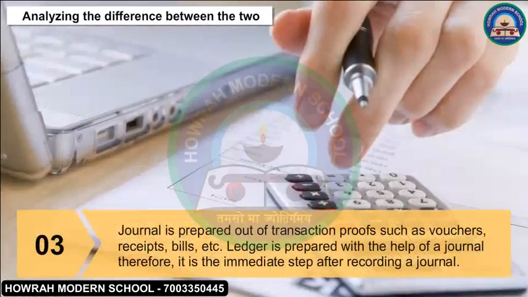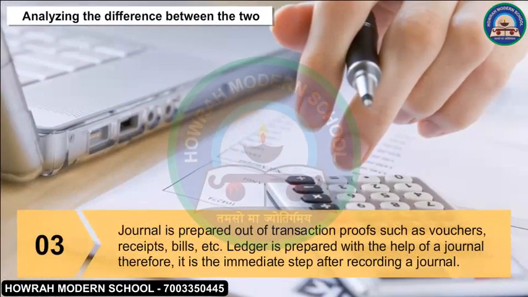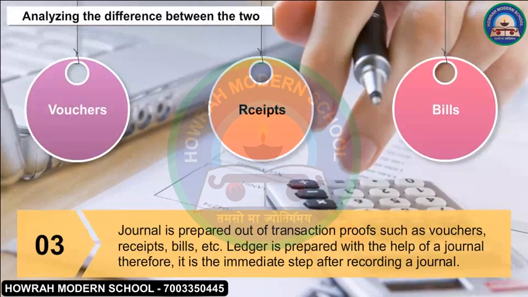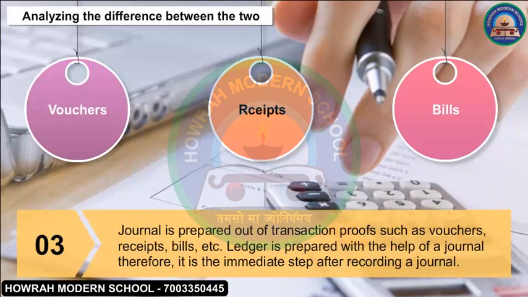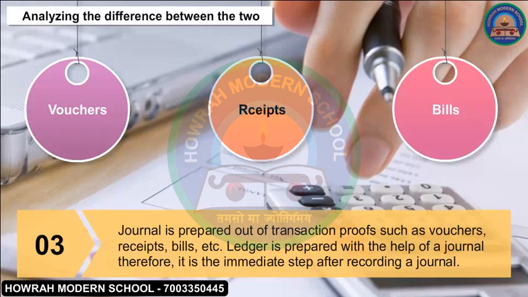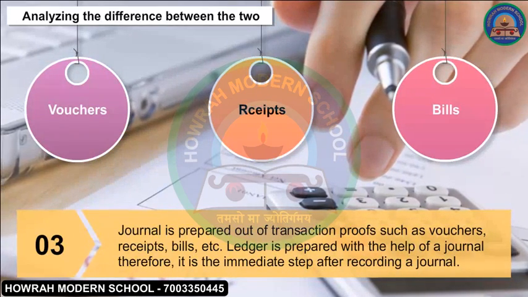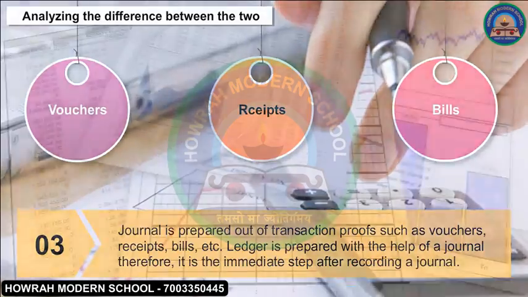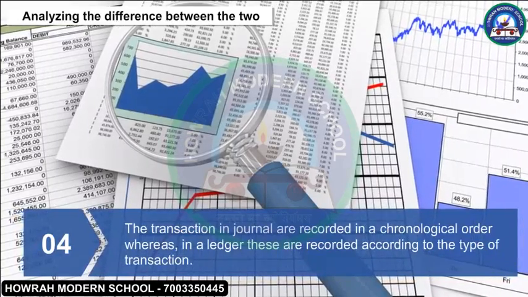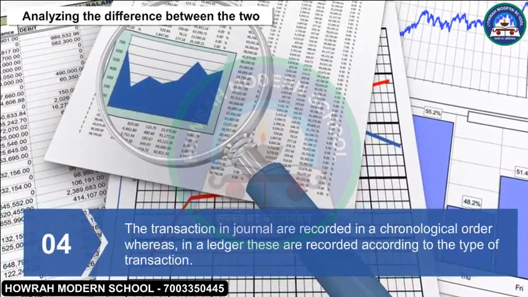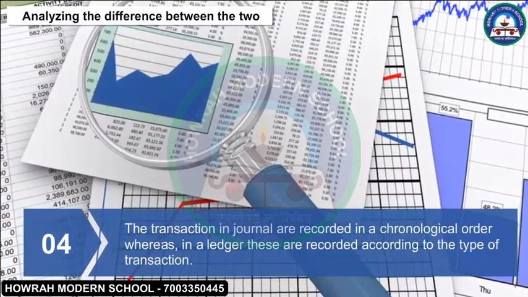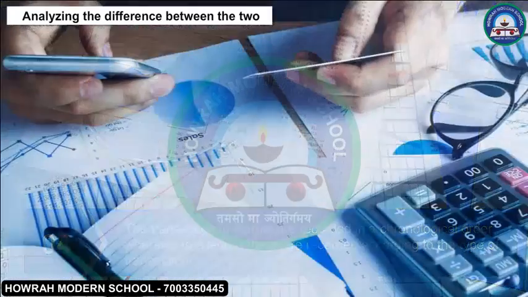3. Journal is prepared out of transaction proofs such as vouchers, receipts, bills, etc. Ledger is prepared with the help of a journal itself. Therefore, it is the immediate step after recording a journal. 4. The transactions in a journal are recorded in a chronological order, whereas in a ledger, these are recorded according to the type of transaction.